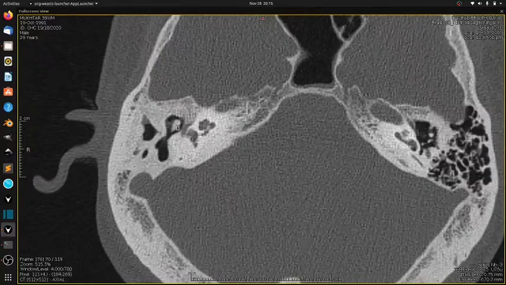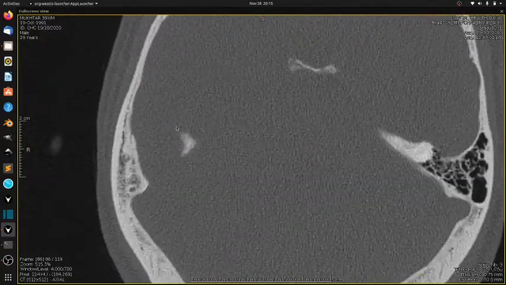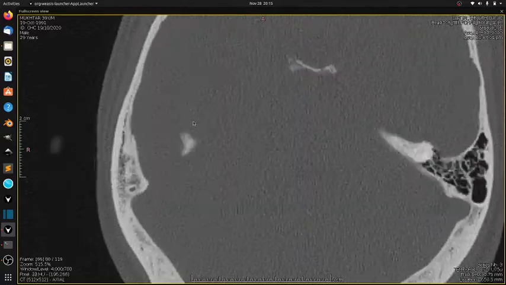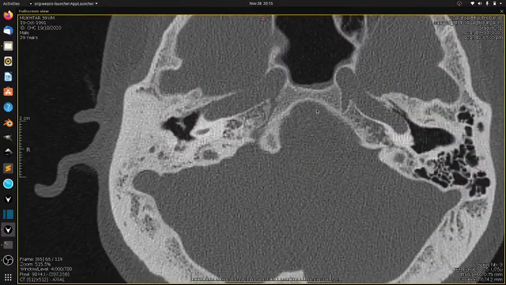Then you find the ice cream cone and so on as you go superiorly. I'm going in the superior direction. Hope you understood some of the important structures in the high resolution computed tomography of the temporal bone.